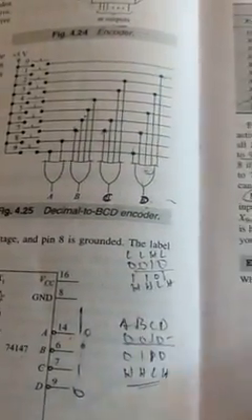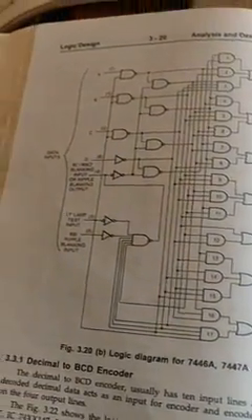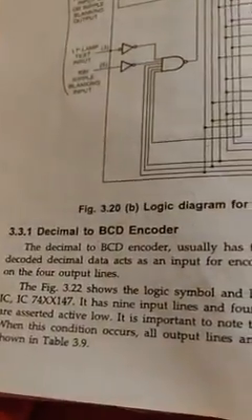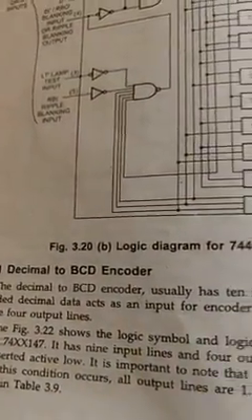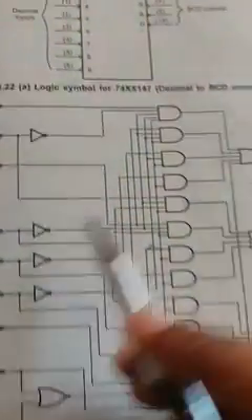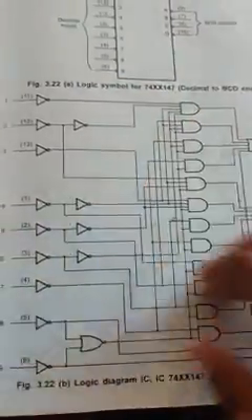The same table in the other textbook they have given like this. Look here in the old textbook, one more old textbook, decimal to BCD encoder 74147. The same thing, we have the bubbles at the inputs and outputs. This is a circuit diagram. This is your previous textbook. I don't think they are going to ask you to write a circuit diagram, but you can look at this table.